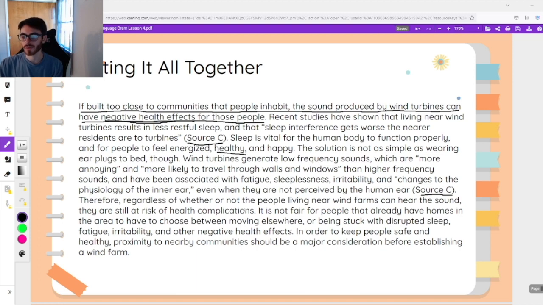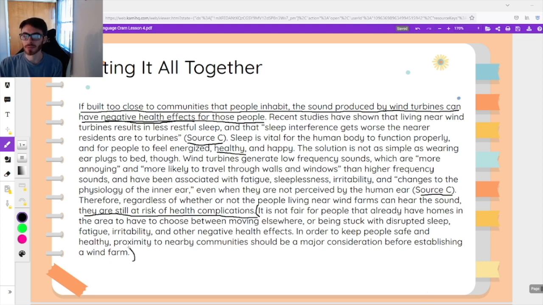Therefore, regardless of whether or not people living near wind farms can hear the sound, they are still at risk of health complications, right? And that links my evidence back to my claim. It is not fair for people that already have homes in the area to have to choose between moving elsewhere or being stuck with disrupted sleep, fatigue, irritability, and other negative health effects. Now I am into commentary that links my claim to my thesis, right? That's what these last two sentences do.